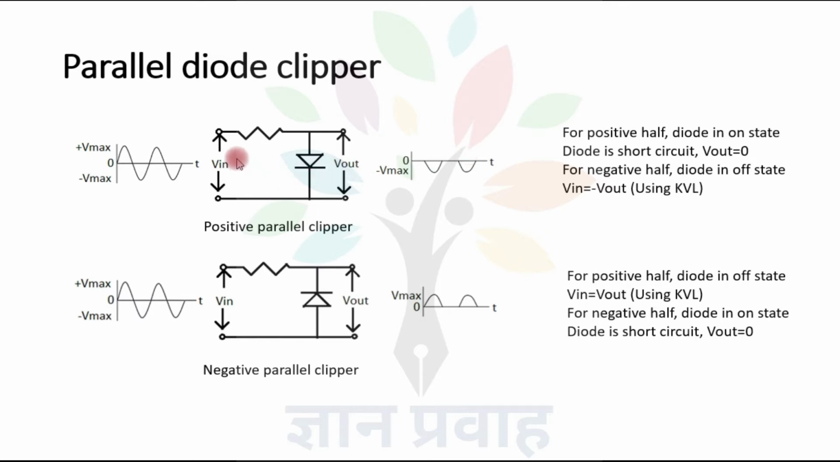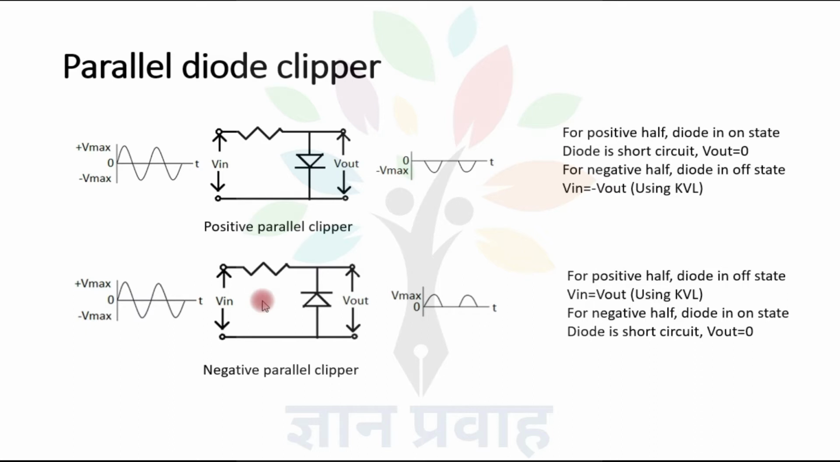For the second half, that is the negative half, this terminal is negative, this one is positive. It means this PN junction diode is operating in reverse bias, or behaves as an open circuit. So here we are applying the KVL equation. So V in equals minus V out, or V out equals V in. So the maximum value of V in is V max, so the maximum value of V out is minus V max. So in negative halves, we got minus V max as the maximum value for V out.